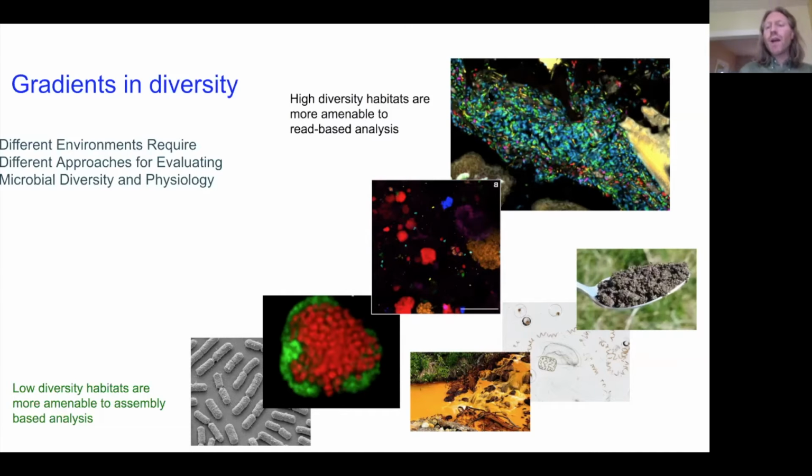As opposed to environments like up here on the right, where we have either raw seawater or soil or activated sludge. These kinds of samples are very difficult to get complete genomes out of, especially if you have a relatively high evenness in the community. And so those tend to be more amenable to things like read-based analysis, which doesn't require the complete genome to get interesting answers out of.